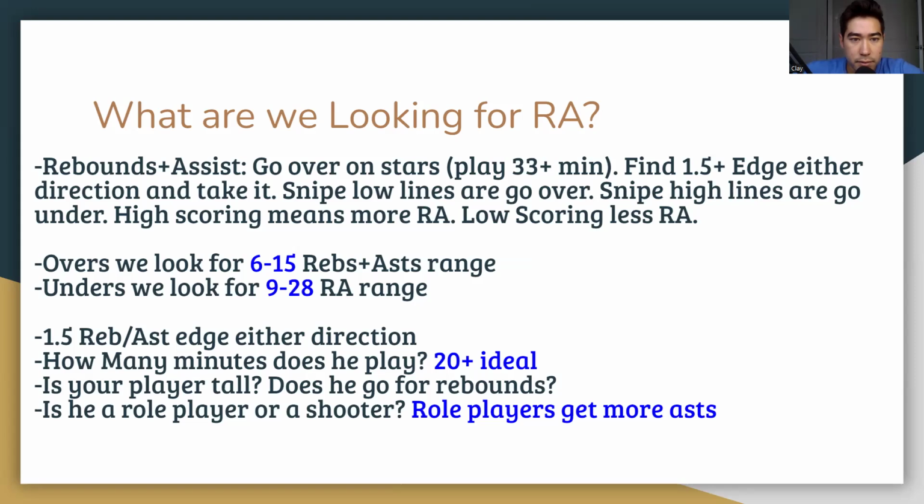But for overs, we're looking for a 6 to 15 rebounds-assists range. For unders, we're looking for a 9 to 28 rebounds-assists range. And we want a 1.5 rebounds-assists edge in either direction.